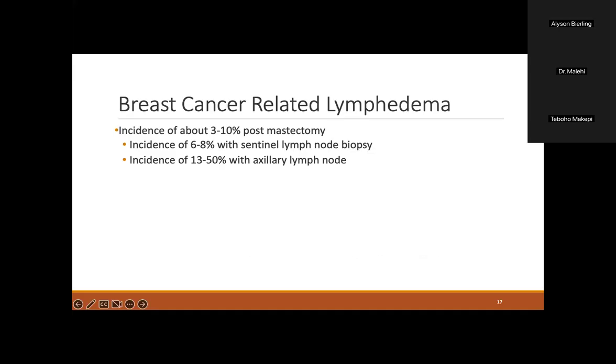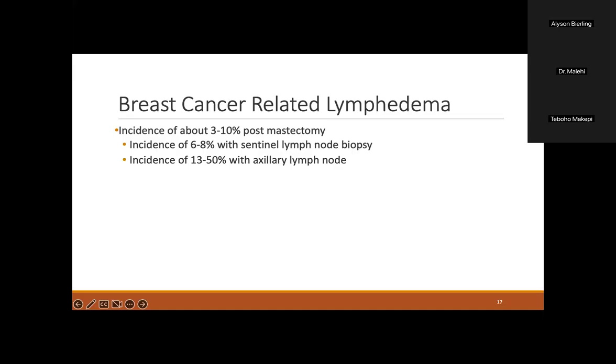Thanks, Susan. So I'm going to be talking a bit more about lymphedema with all of you. We're going to be talking about considerations for long-term prevention and management of lymphedema. So this is a pretty relatively common side effect or outcome of breast surgery.